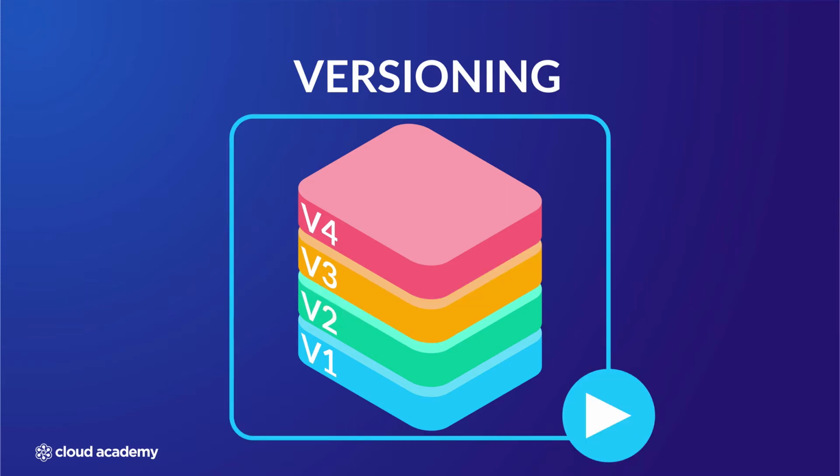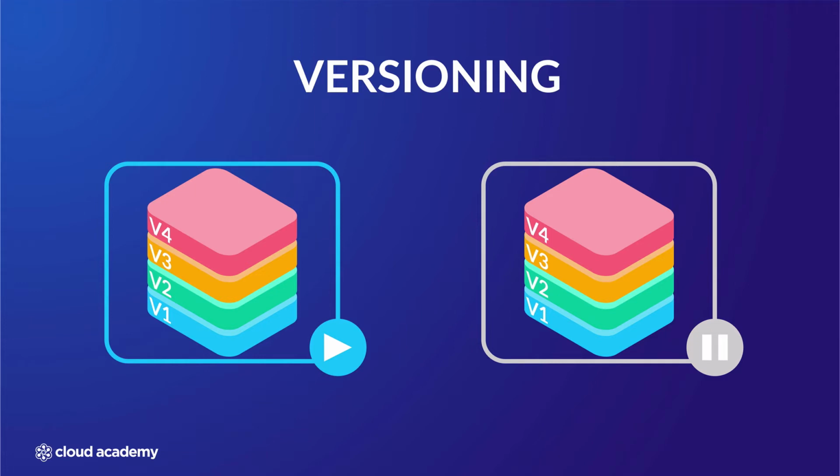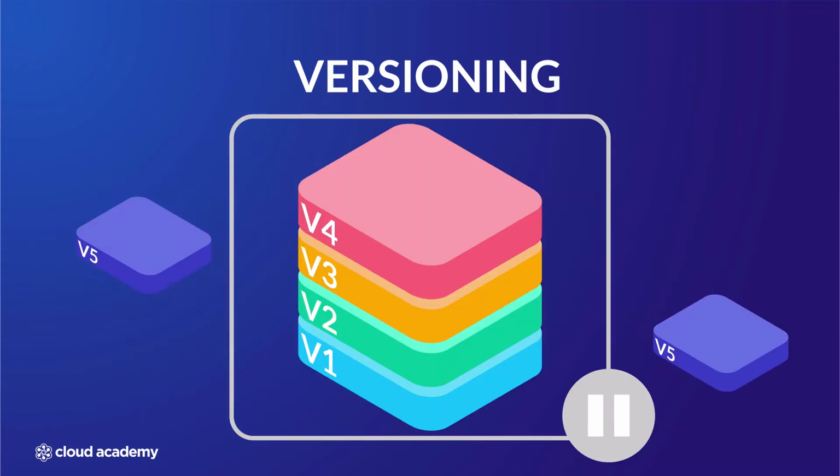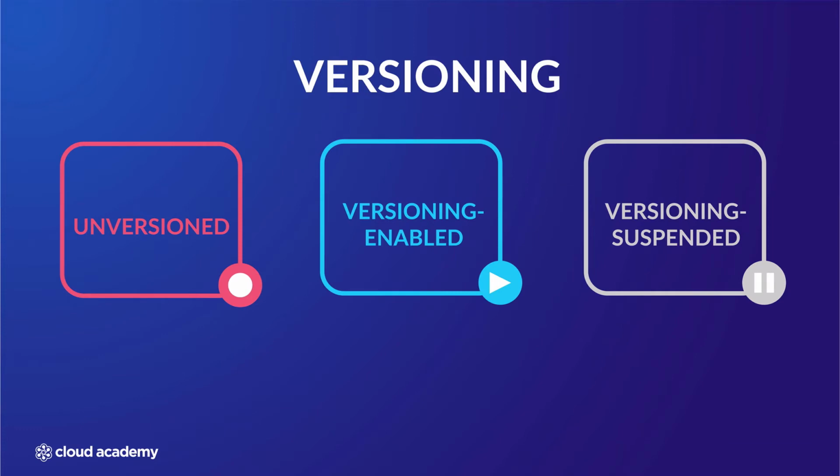Versioning is not enabled by default. However, once you have enabled it, you can't disable it. Instead, you can only suspend it on the bucket, which will prevent any further versions from being created of your objects, but it will keep all existing versions of objects up to the point of suspension. With this in mind, this means your buckets can be in any one of these three states: unversioned, which is the default state for buckets, versioning enabled, and versioning suspended.